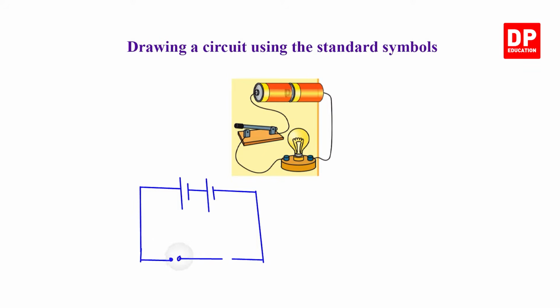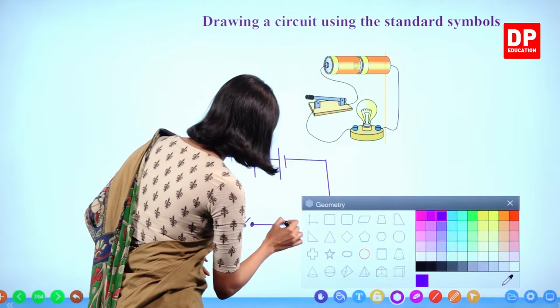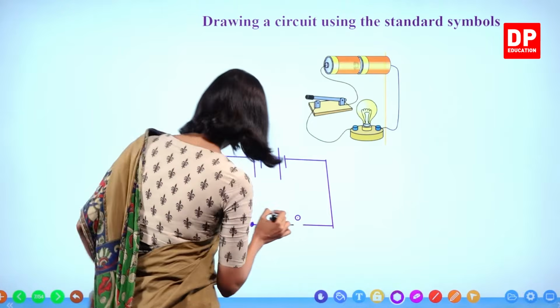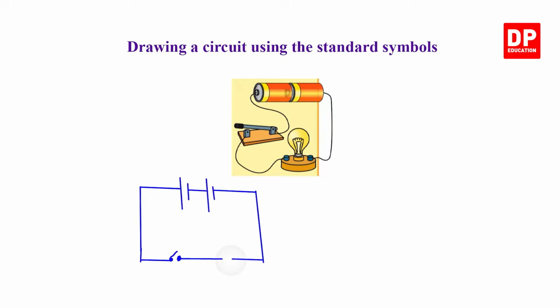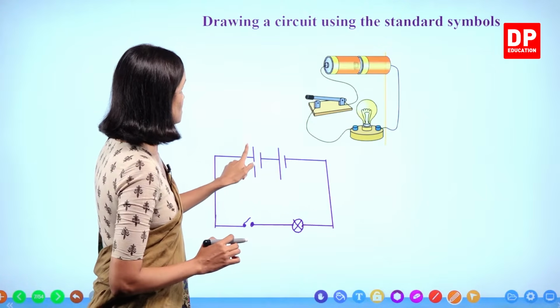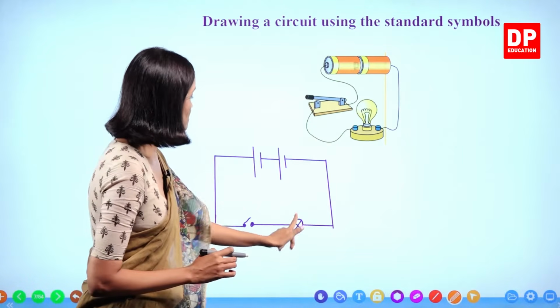This is the switch. I'm going to draw another line like this, and then we have to draw the bulb. When you draw the bulb, a circle and a cross inside like this. Okay, children? So there are two dry cells. This is the positive terminal, negative terminal, right? And there's a switch and there's a bulb.